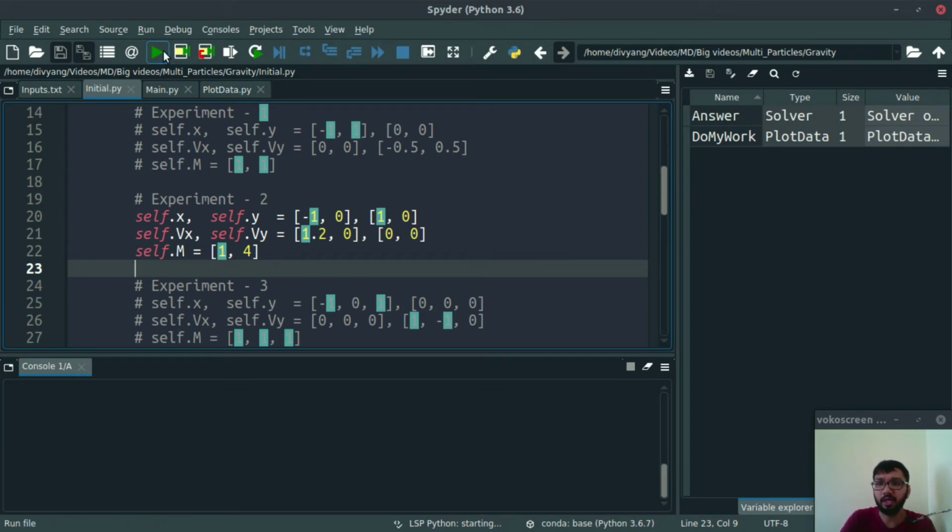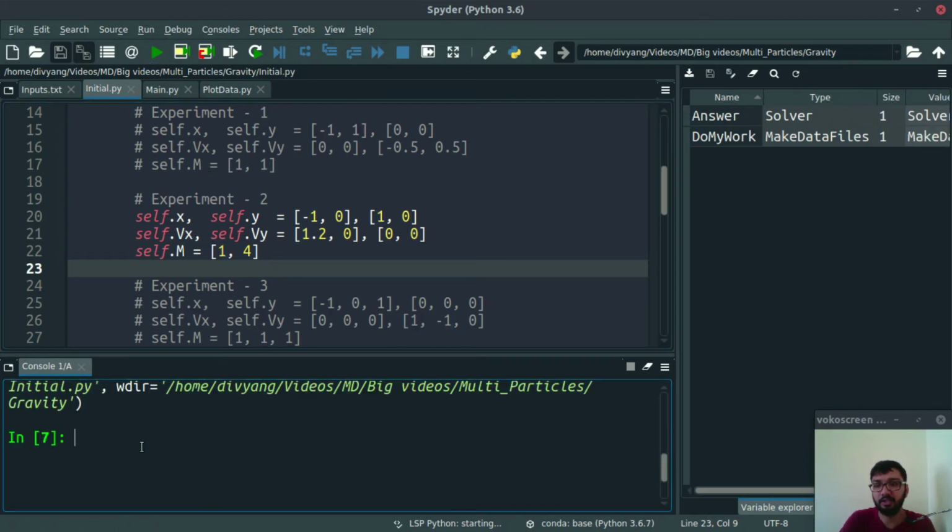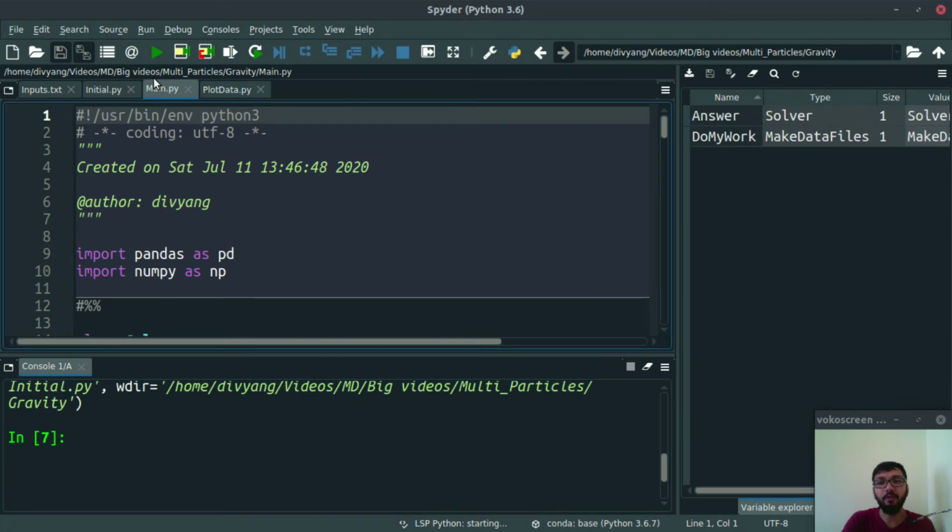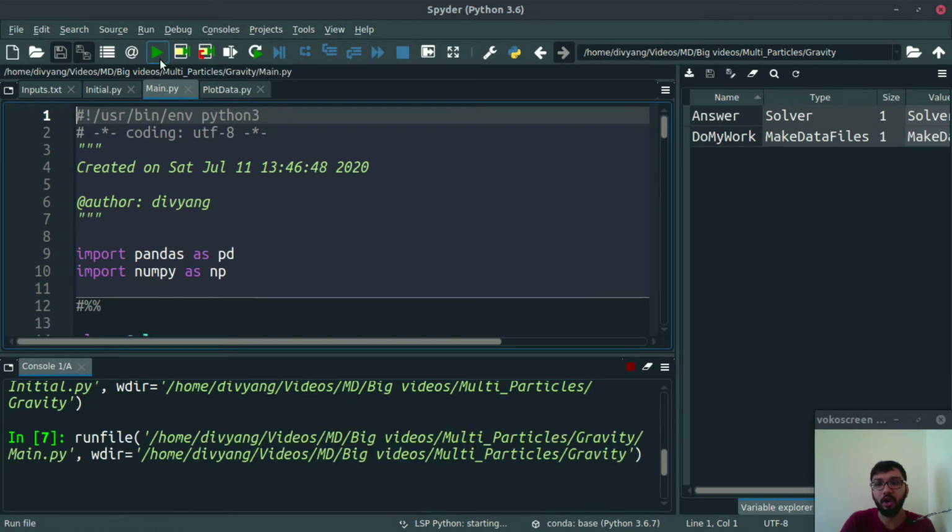Let's see what kind of result we are getting. So we have initialized our parameters by running this code, and now we will run our main.py and see what kind of result we are getting.